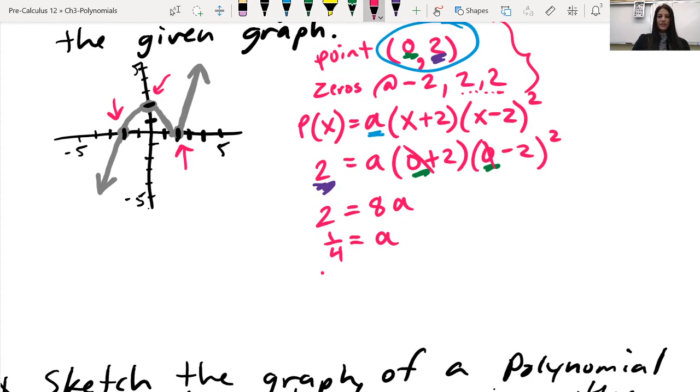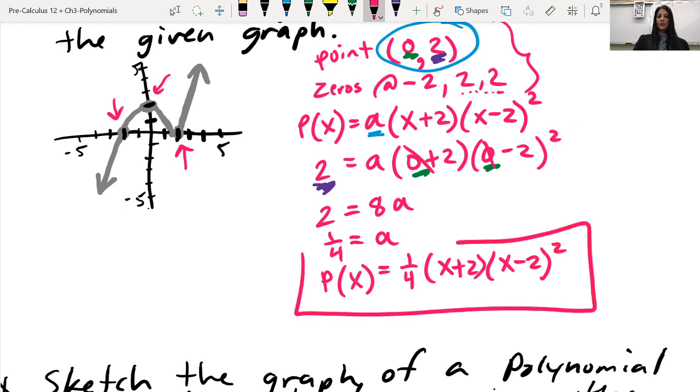After all of that, our solution is going to be p of x equals 1/4. So I just simply fill in my a value, and I can leave everything else as is. So x plus 2 and x minus 2 all squared, and there's our solution. Not solution, I guess there's our equation, which is what it was asking for.